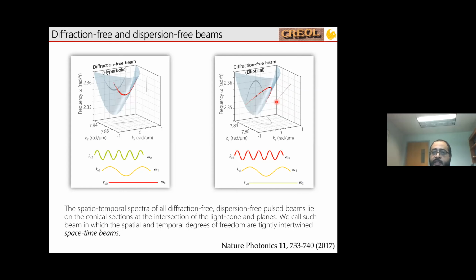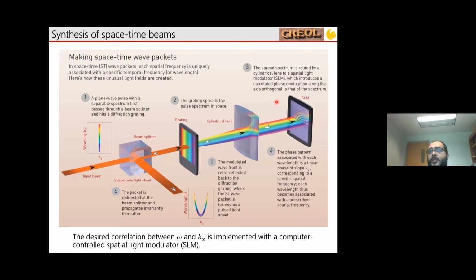What I want to convince you is that this is actually readily doable in the lab, using a setup that doesn't differ too much from Andy's well-known 4F configuration for ultrafast pulse shaping.